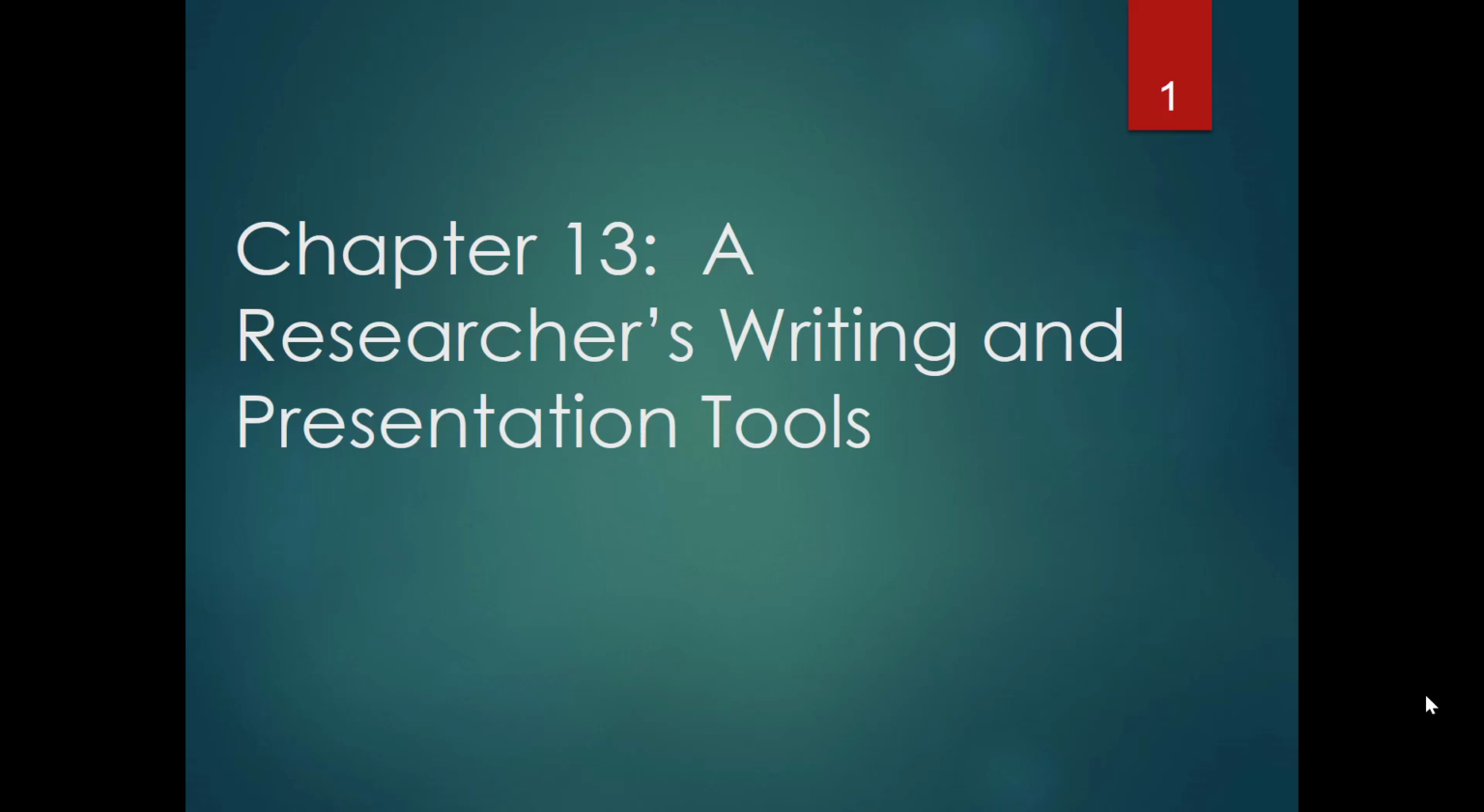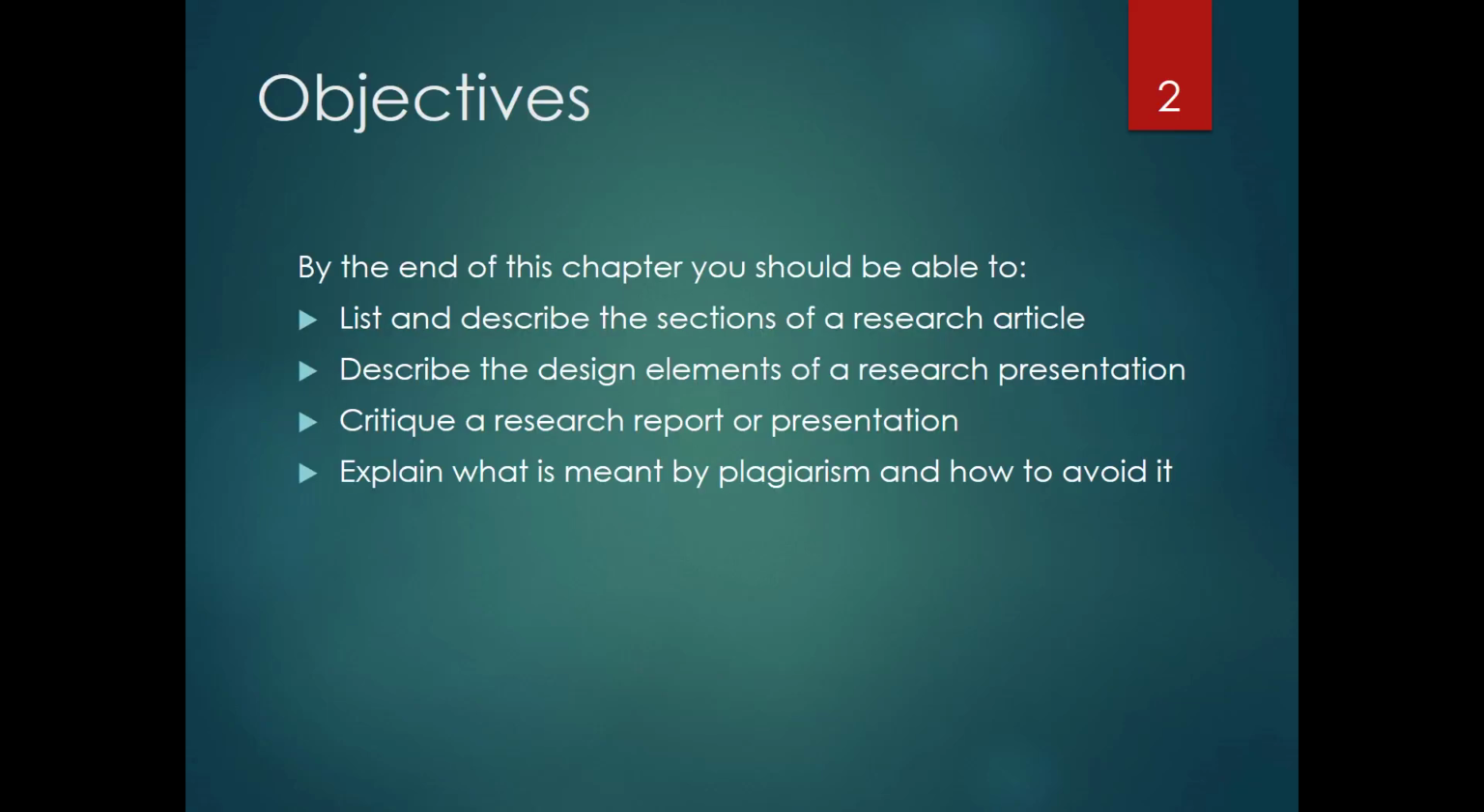Class. So this week we're covering part of chapter 13, a researcher's writing and presentation tools. By the end of this chapter, you should be able to list and describe the sections of a research article. You should be able to describe the design elements of a research presentation, critique a research report or presentation, and then explain what is meant by plagiarism and how to avoid it.